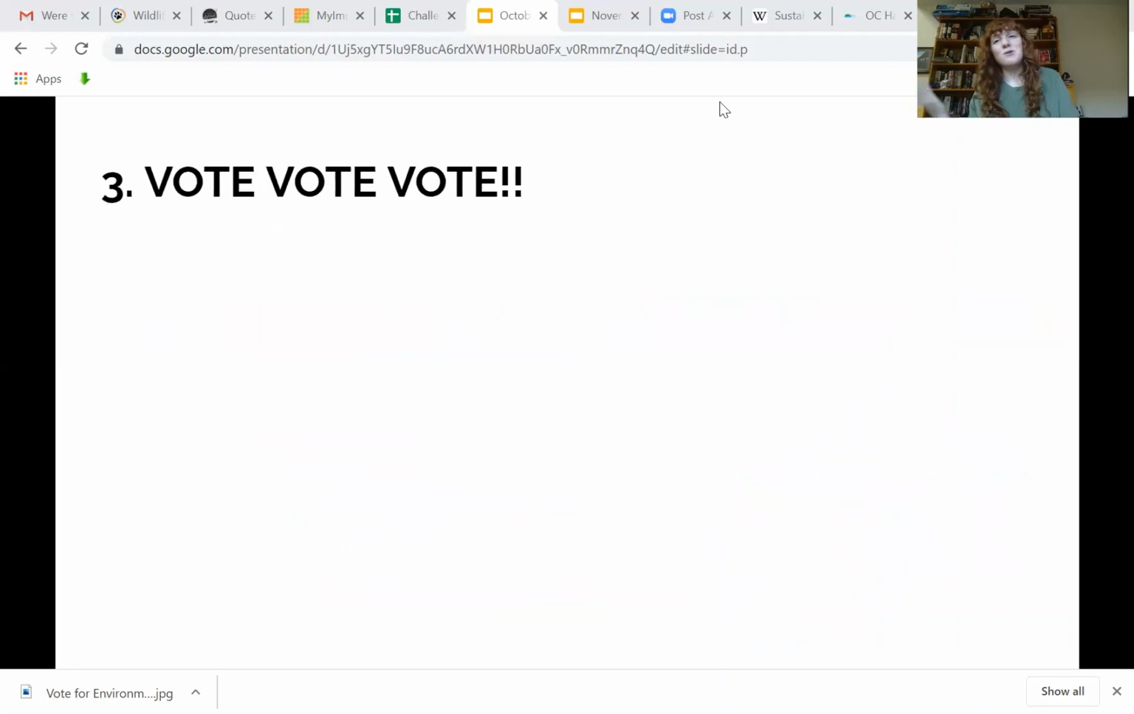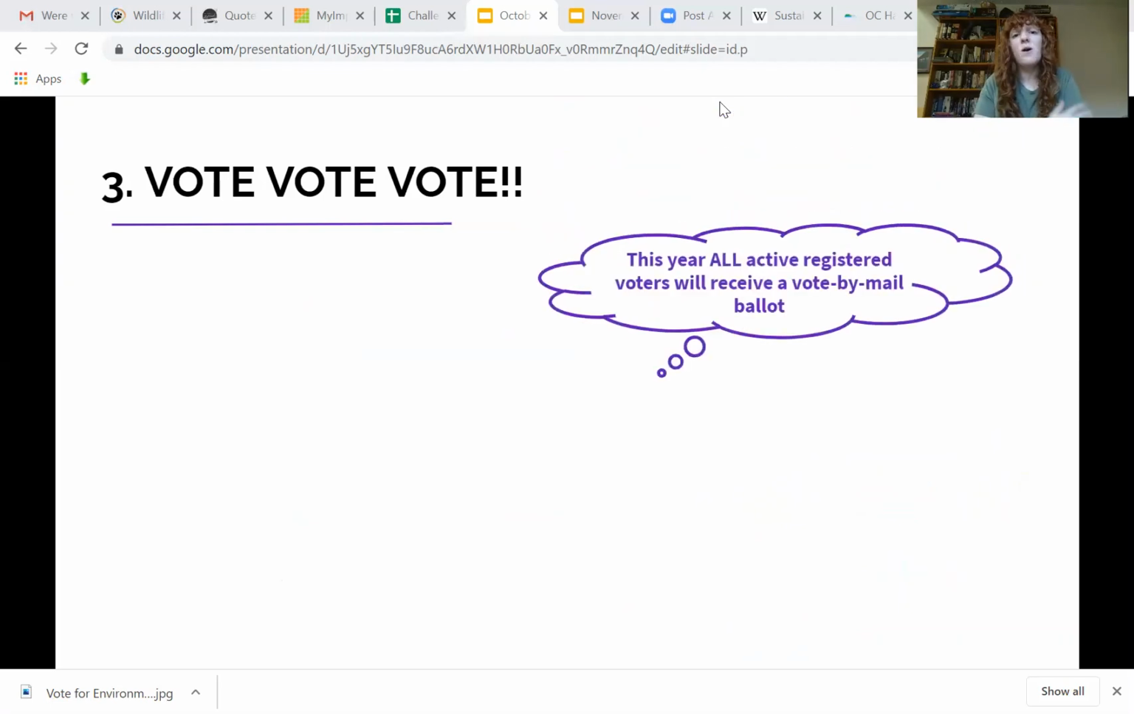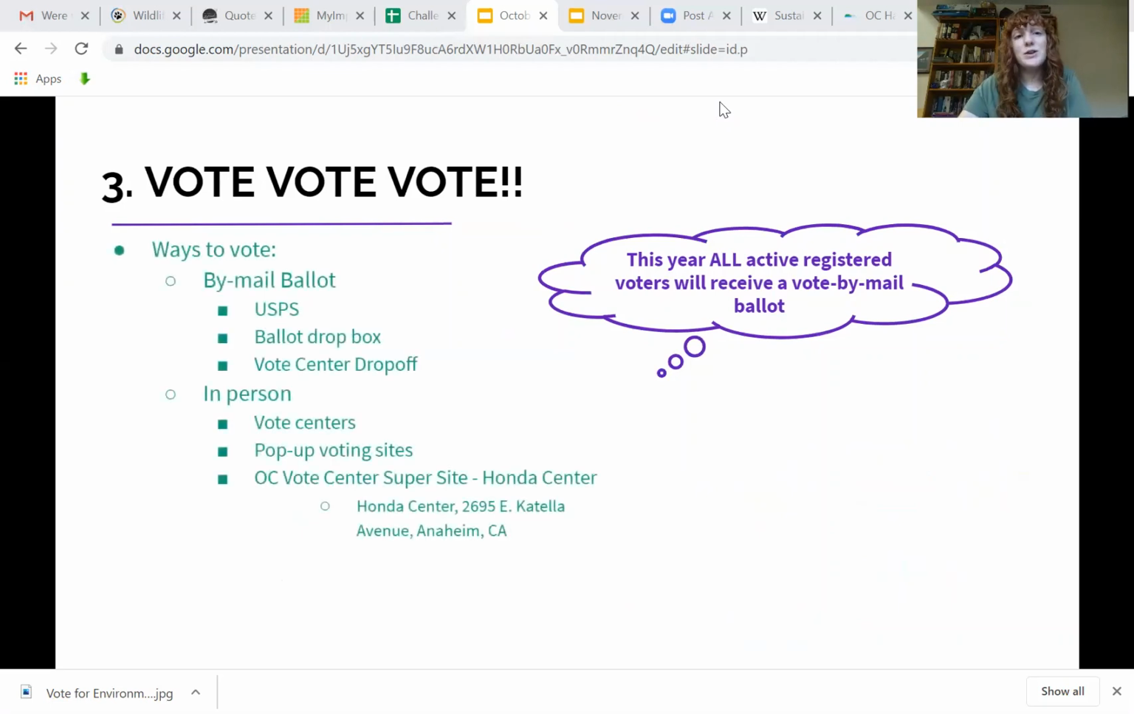Step 3 is, of course, to vote, and there are many ways to do so. This year, because of the pandemic, all active registered voters will receive a vote by mail ballot. So you can use this by mail ballot and send it in the USPS, or you can find a ballot drop box near you and drop it off there, or you can drop it off at vote centers. Or if you choose to vote in person, you can go to vote centers and vote in person.